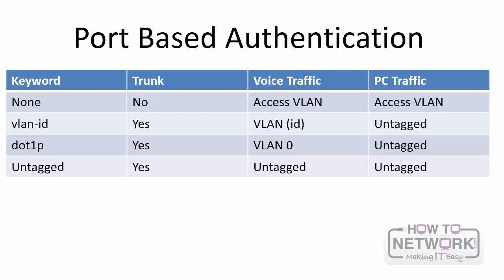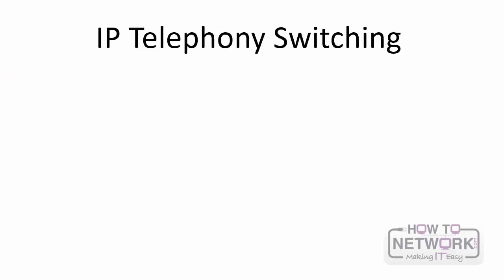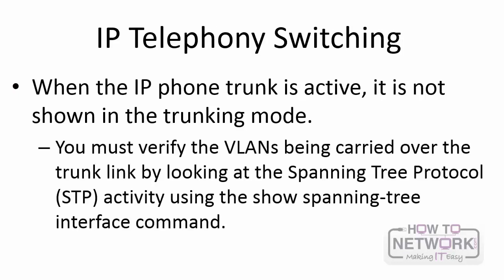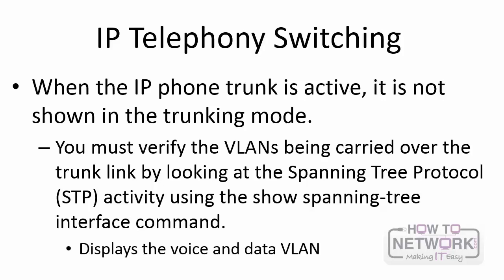Now please note that when an IP phone trunk is active, it does not show up in trunking mode from the Cisco IOS software using the show command. So what you can do is verify that the VLANs are actually being carried over the trunk by checking spanning tree. You will see that spanning tree will have two instances, again, one for the voice and one for the data VLAN. And you simply verify that with the show spanning-tree interface command.